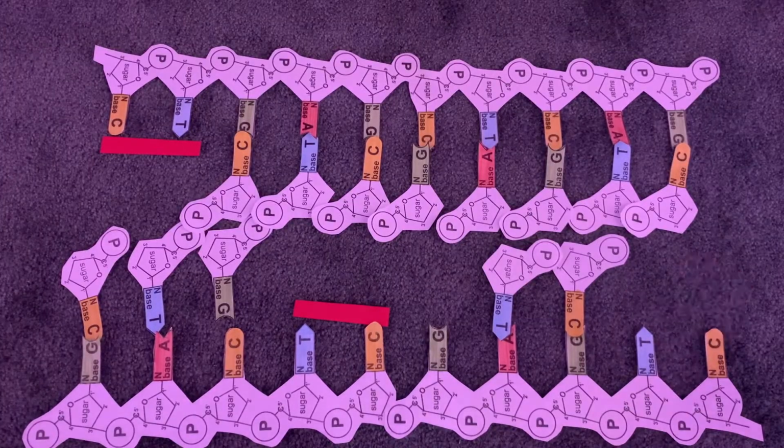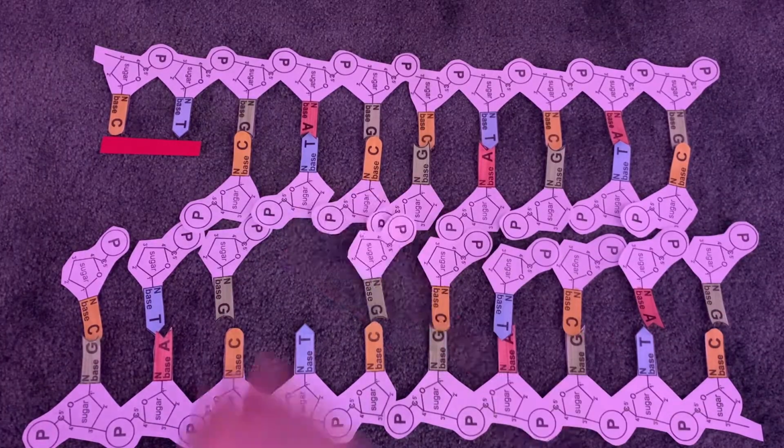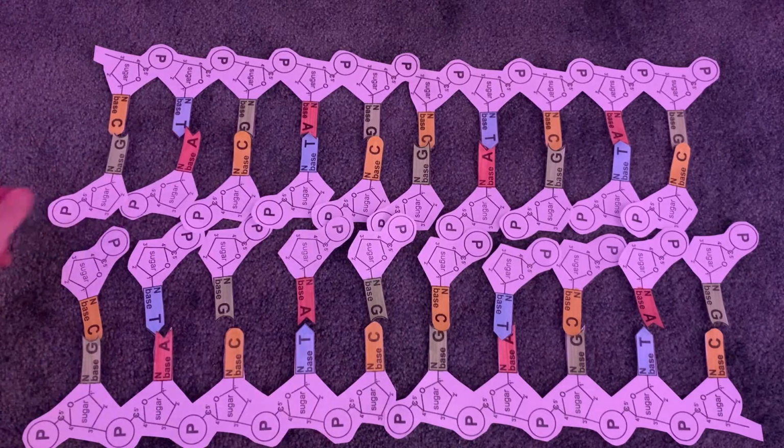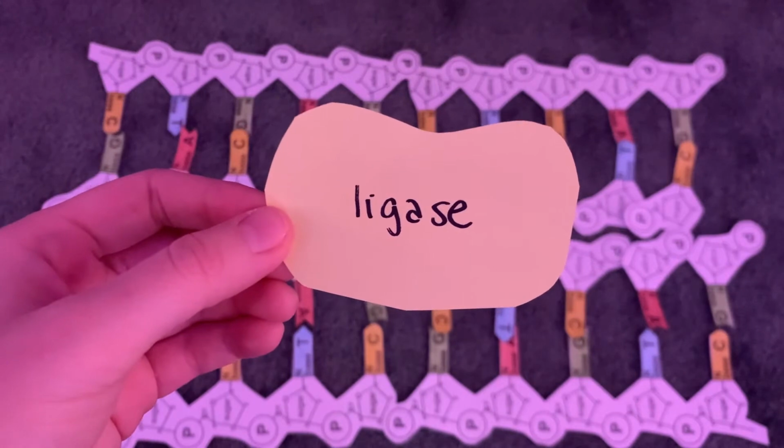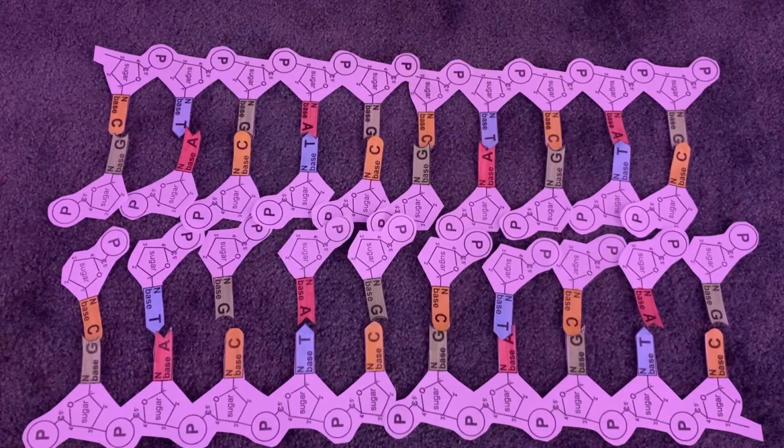Next, DNA polymerase I replaces RNA primers with DNA nucleotides. Ligase connects the Okazaki fragments together by forming phosphodiester bonds. The ultimate result is 2 identical double helix DNA molecules.